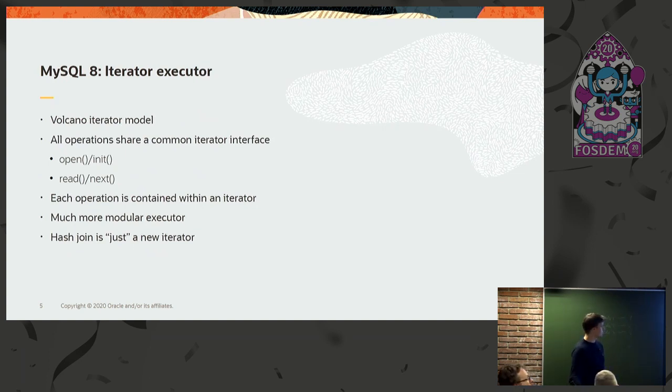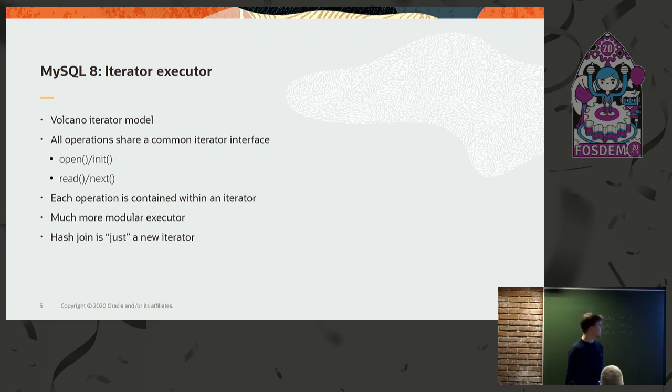So this new executor is based on the Volcano iterator model, which is sort of like the textbook example on how to implement an executor. And one of the basic ideas in this model is that all operations should share a common interface. In MySQL, this interface has two methods, which are init and read. Init initializes the iterator for reading, making it ready for returning rows. And read simply returns the next row from that iterator.